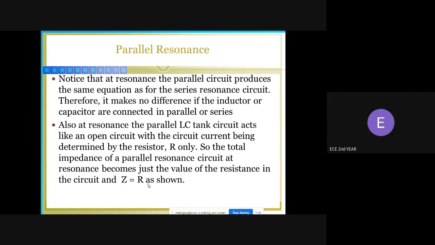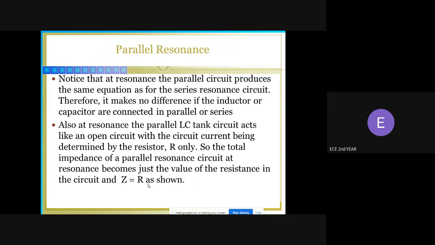Clear? So as in a series circuit, the same equation gives the frequency. Though we are connecting the inductor and capacitor in a series or parallel combination, it will not affect the resonance frequency of the circuit. So both in a series resonance as well as in a parallel resonance, the equation to find the resonance frequency is the same. If you are connecting the inductor and capacitor in series or parallel, there will not be any change in the circuit at the point of resonance.